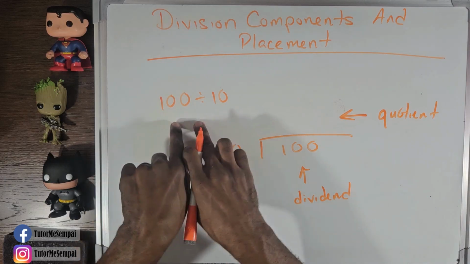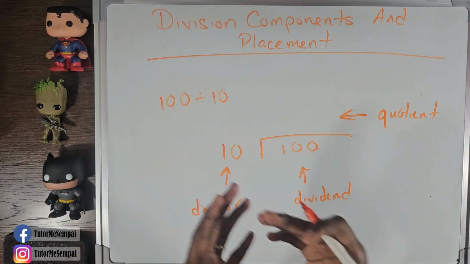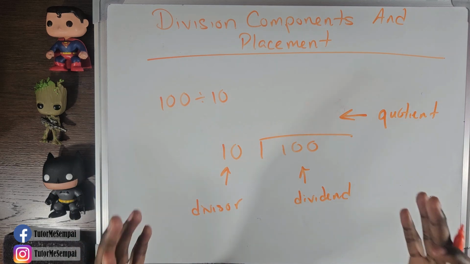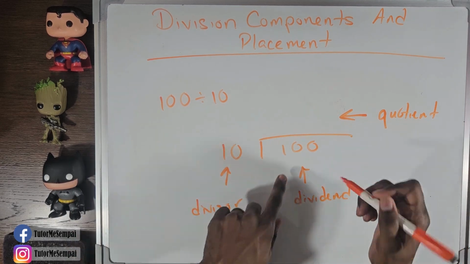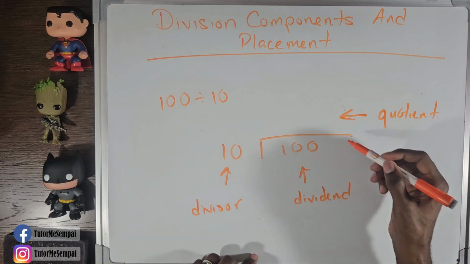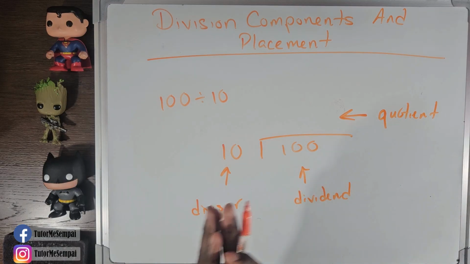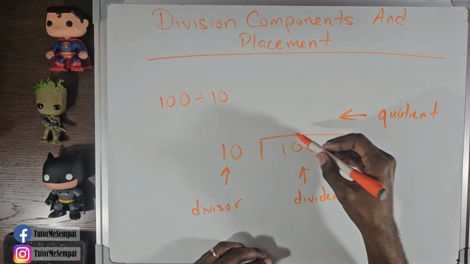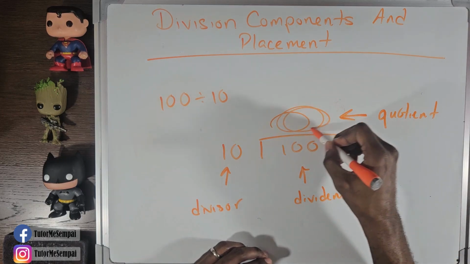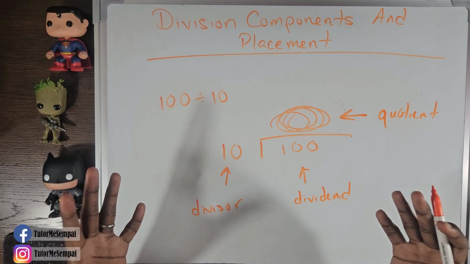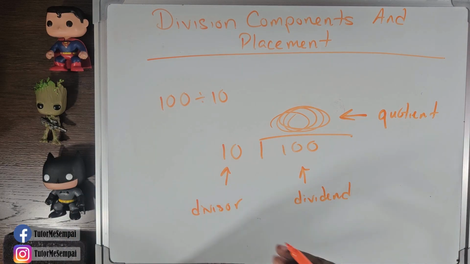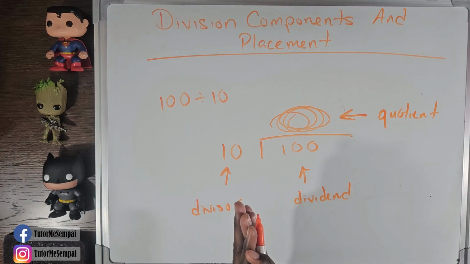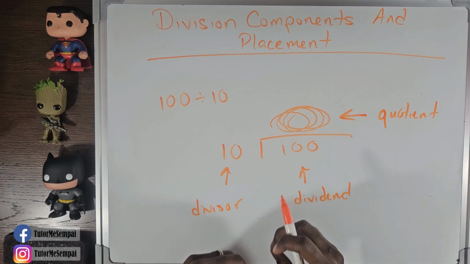Whenever you're given a question like this, 100 divided by 10 or anything else like that, you're going to set up your long division to look like this. Your dividend goes inside your half box. Your divisor goes to the left, outside your half box. And whatever your answer is going to live right up here. So now we've covered our different components and their placements. Let's move on to something we call the remainder.